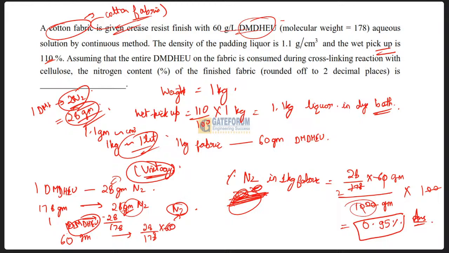I hope this lecture would be clear to you. And this was all about this textile processing aspect. I hope in this series, all GATE 2024 textile chemistry questions were solved, and you must have got a basic idea of how all these things actually work.